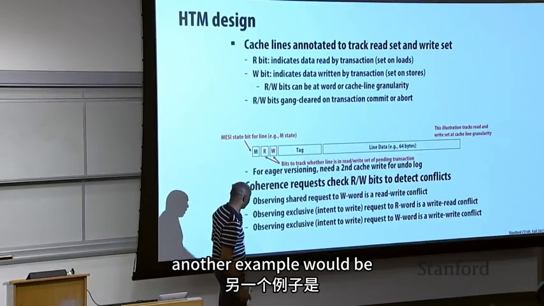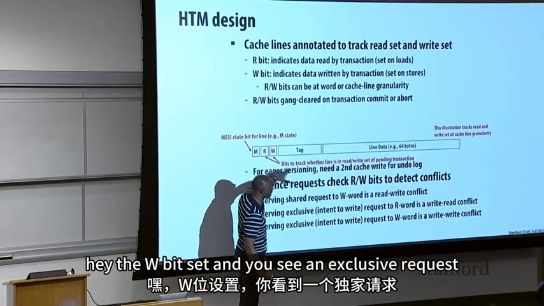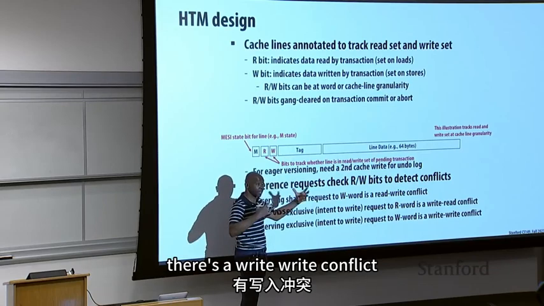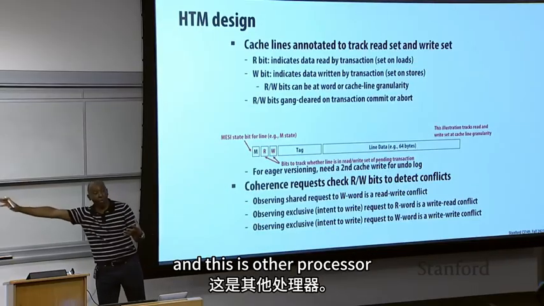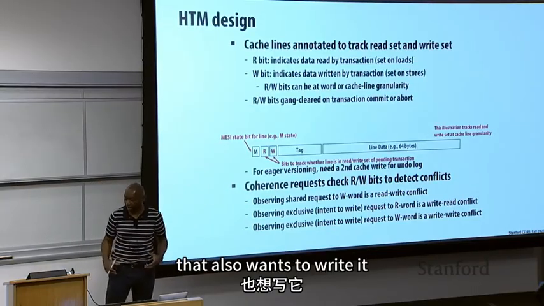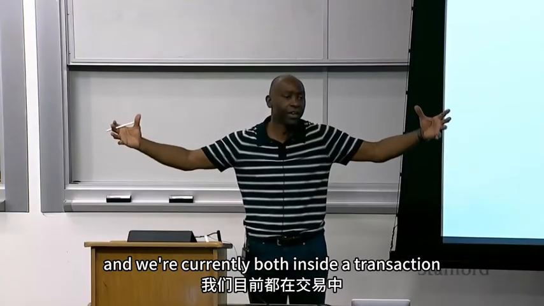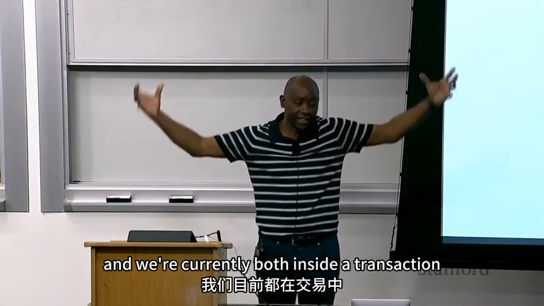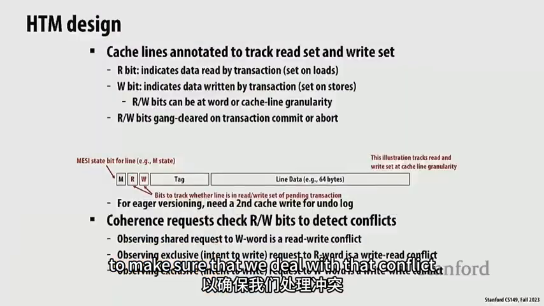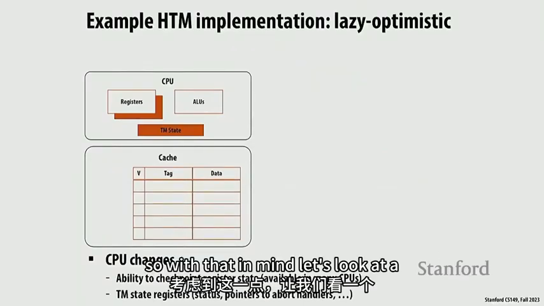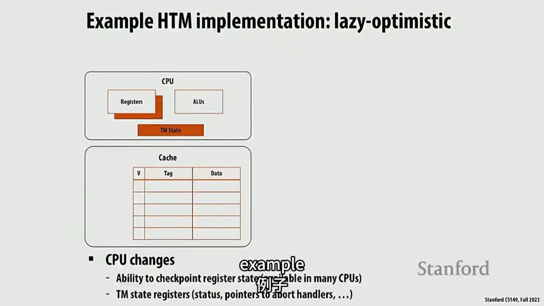Another example would be, hey, the W bit's set, and you see an exclusive request, that says there's a write-write conflict. I've already written this cache line, and this other processor also wants to write it, and we're currently both inside a transaction, so something has to be done to deal with that conflict. All right, so with that in mind, let's look at an example.